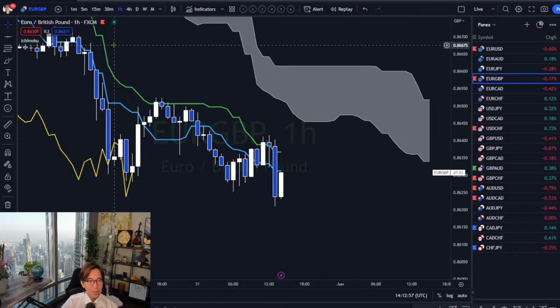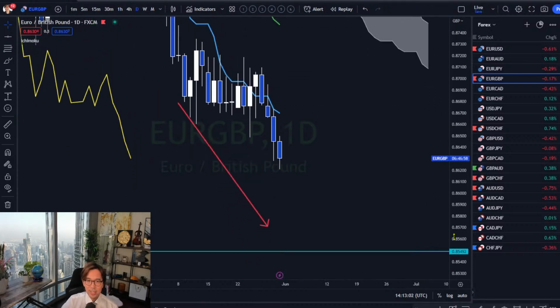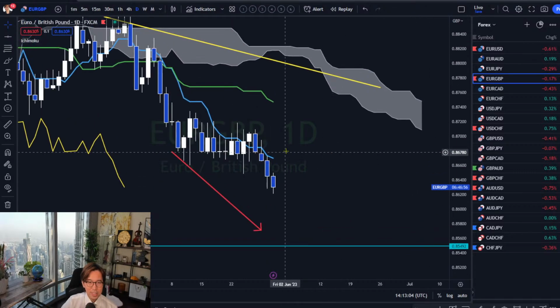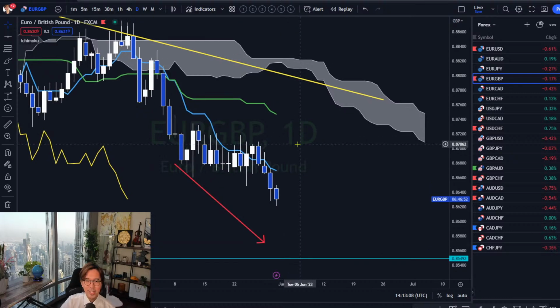But Euro Pound is bearish on the daily, so you can continue to monitor and see if it breaks bearish. So that's my analysis on this one.